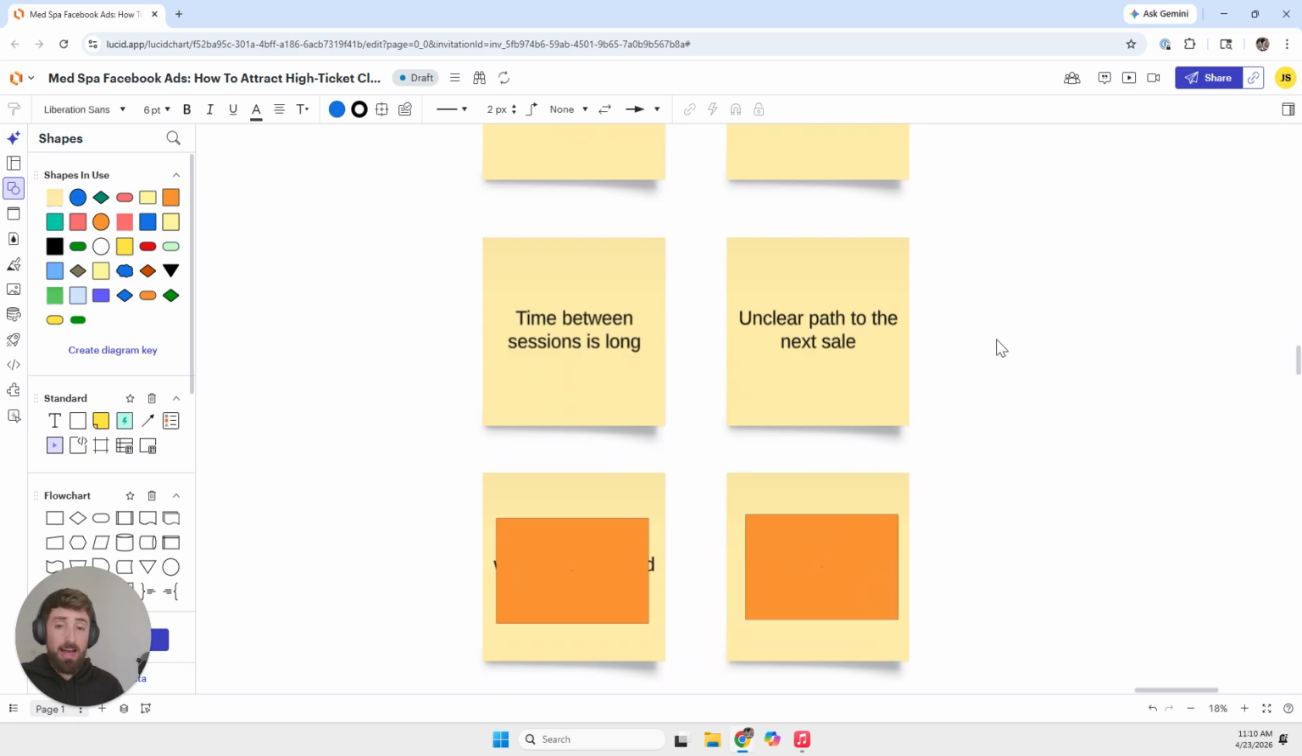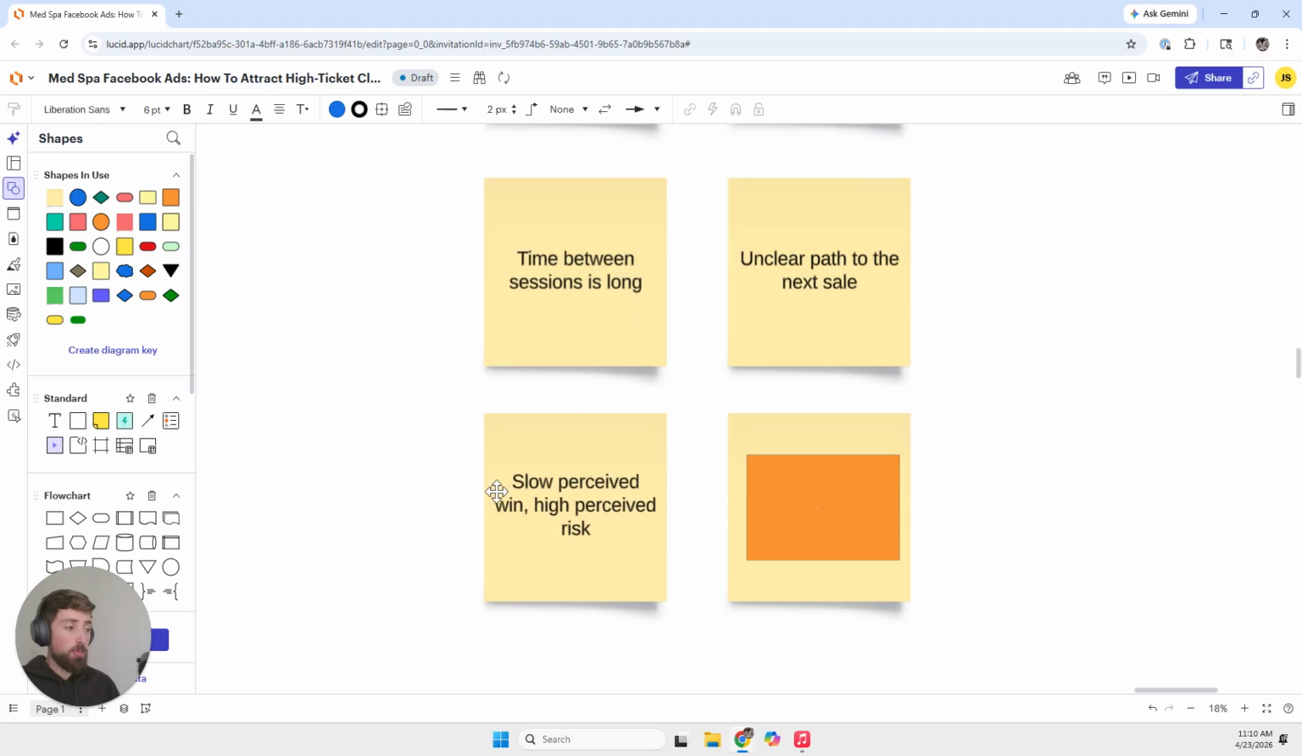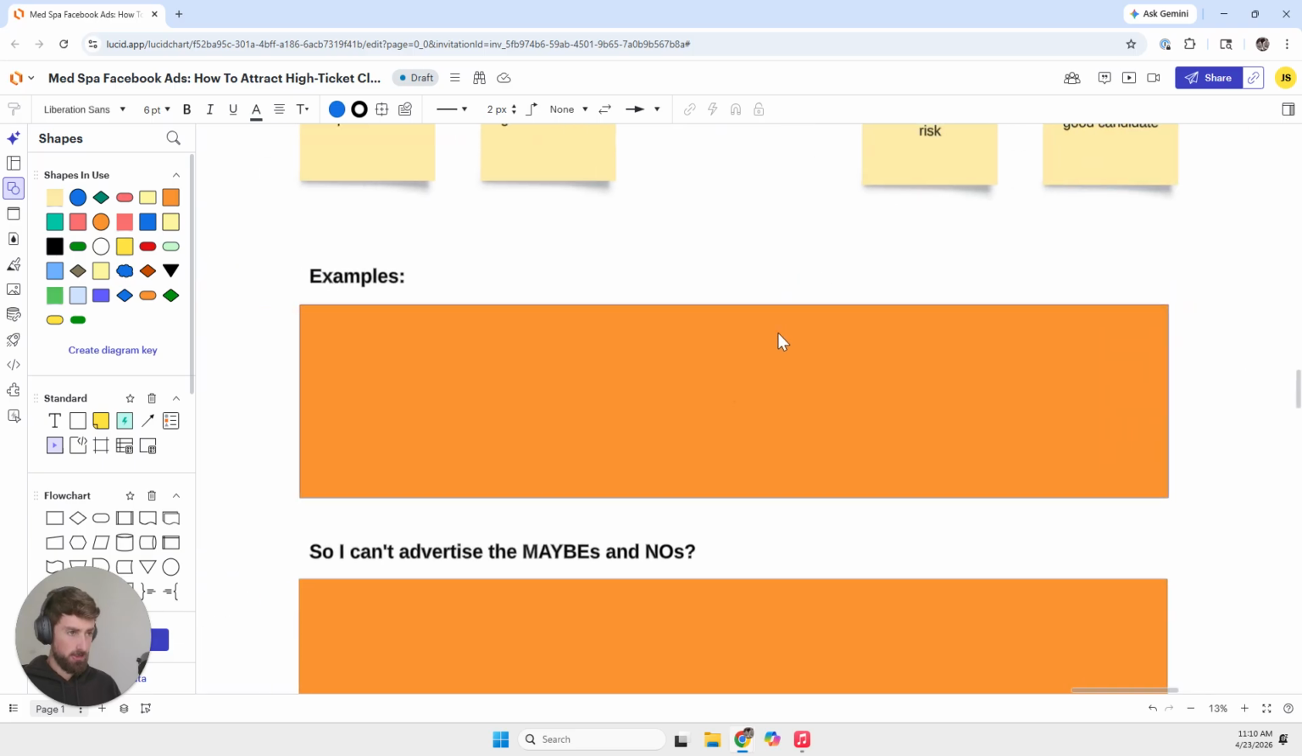If there's an unclear path to the next sale, so if it's obvious to you that they're going to need multiple treatments, but to them it's not as obvious, that's a difficult thing to advertise. And then if there's a slow perceived win or high perceived risk. Again, if it takes a really long time for someone to see the result that they want, or if the amount of money required to get started is high, or the pain is super high, or the downtime is really long, it's very difficult to advertise. And also, if few people are a good candidate, like I was saying before, if there's just a small amount of people that would actually benefit from the treatment in the first place, it's typically going to be a difficult thing to advertise.